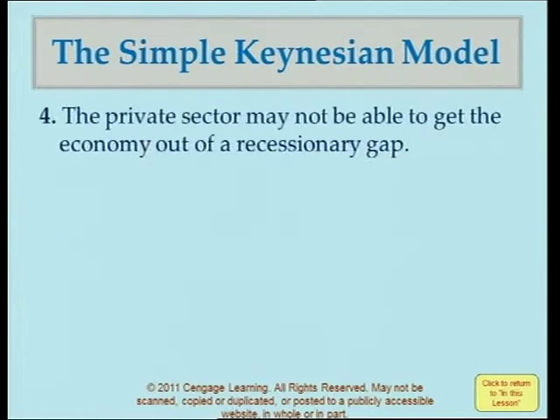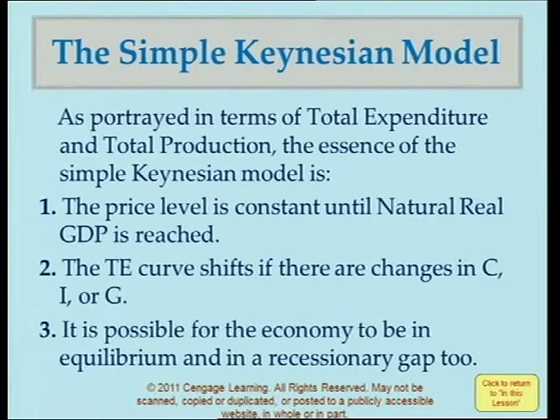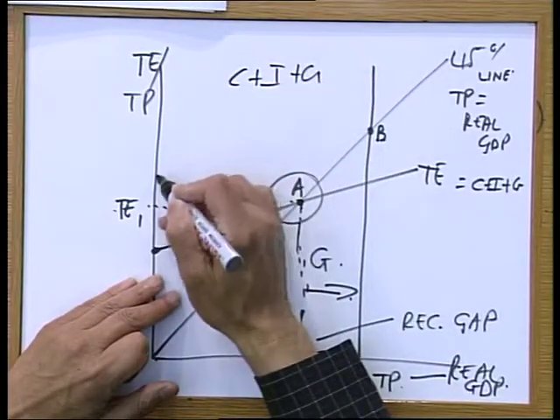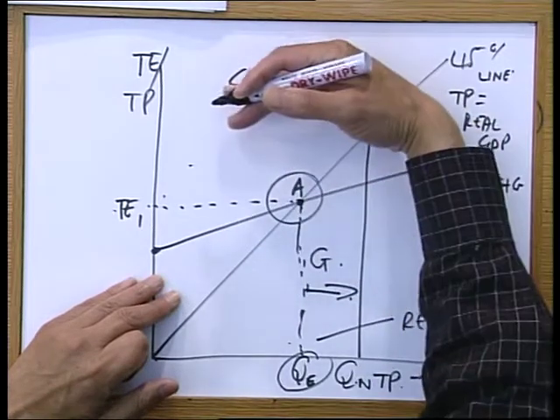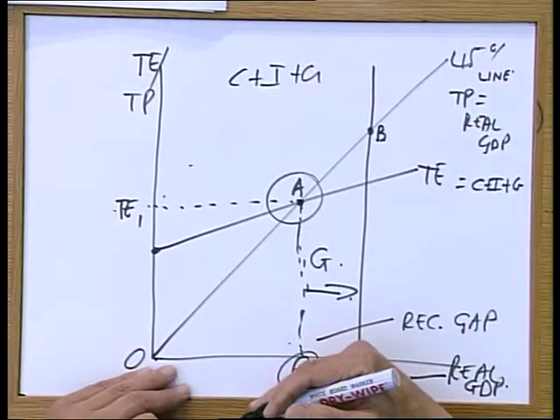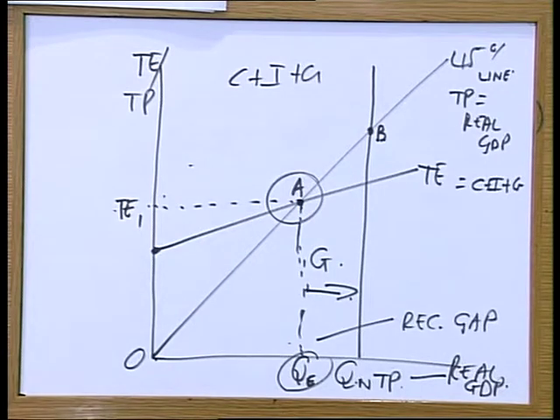The price level remains constant until the natural real GDP is reached. The TE curve will only change. You remember the AD curve will shift to the right if there's a change in C, I and G. But in the TEP framework, this curve will shift upwards, or downwards if there's a change in C, I or G. The total expenditure curve will either move upwards or downwards. What will change TE is the same as what will change AD: C, I and G.